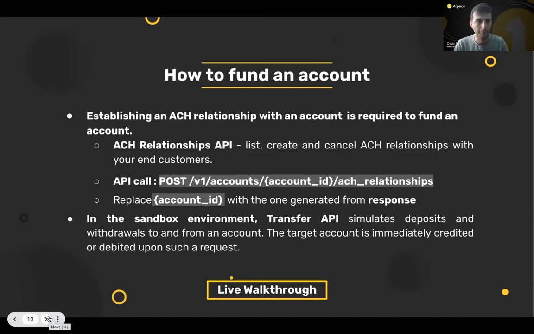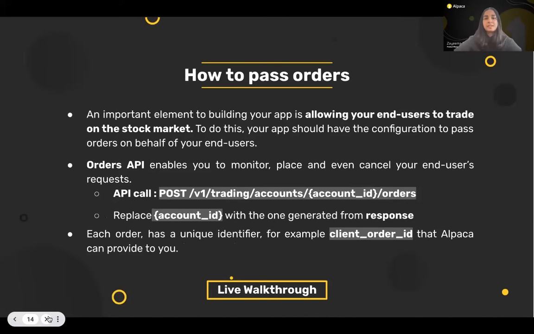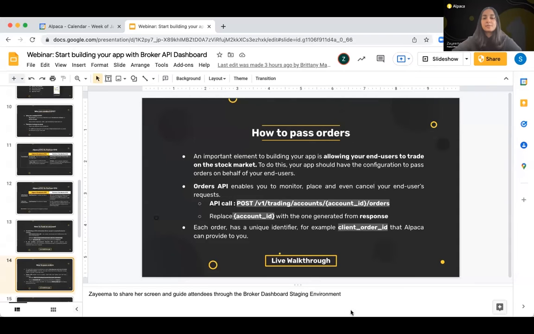Okay. So we're going to be jumping into how to create an order. Essentially, that's part of the reason why everyone wants to create a trading app: to let their users place orders, buy stocks, buy crypto. So an important element to building your app is obviously placing orders. So we're going to take a quick look at what it looks like when you're placing an order.